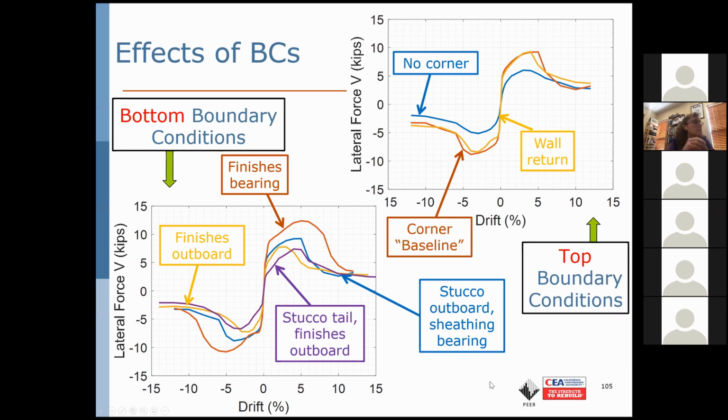Okay, I can see the slide, effects of boundary condition. These are the envelopes of a series of 2-foot tall specimens. The family on the right shows the implication of varying the top boundary condition. The family on the left shows the implication of the bottom boundary condition. And you can see that the wall return and the corner baseline specimen more or less track each other, which is good news.